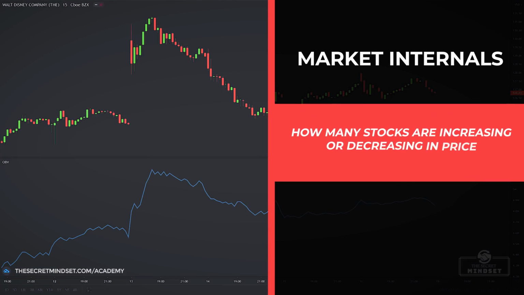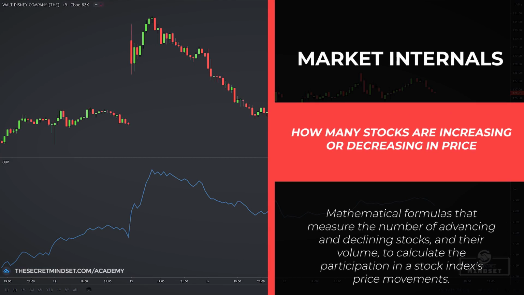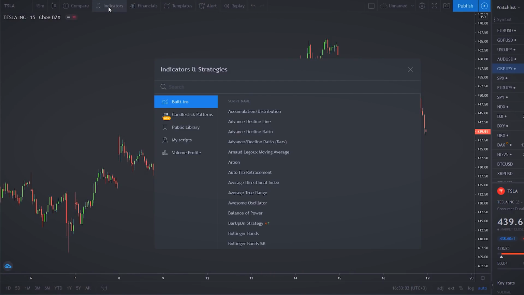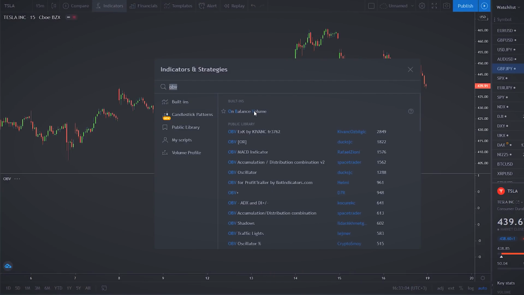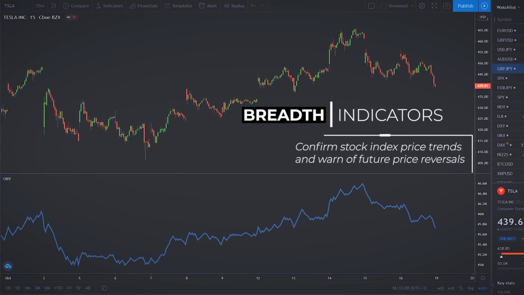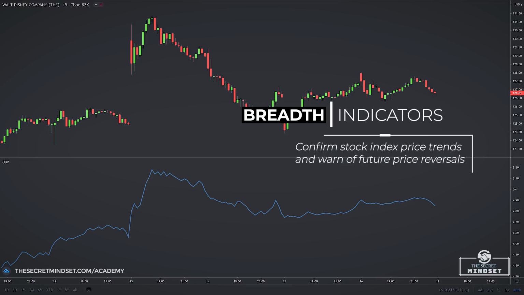Market internals are mathematical formulas that measure the number of advancing and declining stocks and their volume to calculate the participation in a stock index's price movements. By evaluating how many stocks are increasing or decreasing in price and how much volume these stocks are trading, market internals help in confirming stock index price trends or can warn of future price reversals.